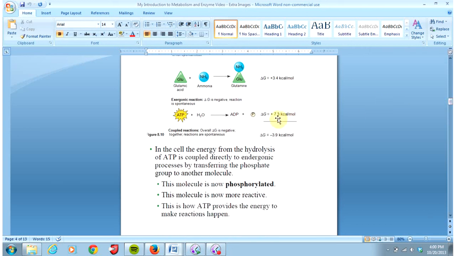And here, I think they may have screwed this up a little bit. Since free energy is being lost, it's being released, this really should be negative 7.3 kcals, meaning it's being released. So when you add those two together overall, we still have some free energy left over to use in another reaction. The synthesis of glutamine did not use up all the energy that was created by breaking down ATP.